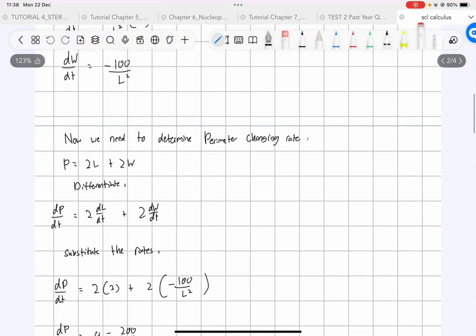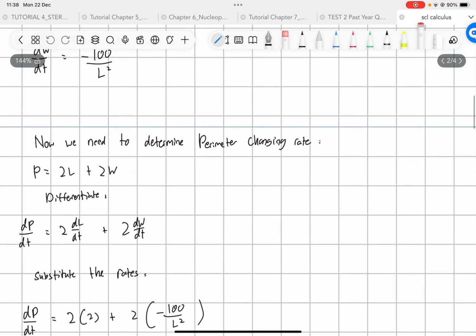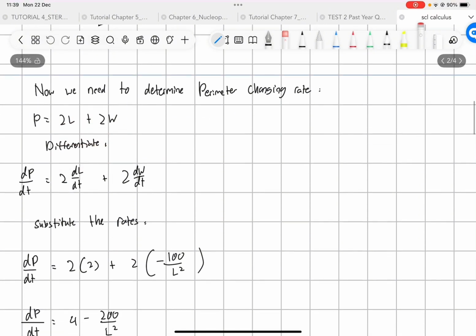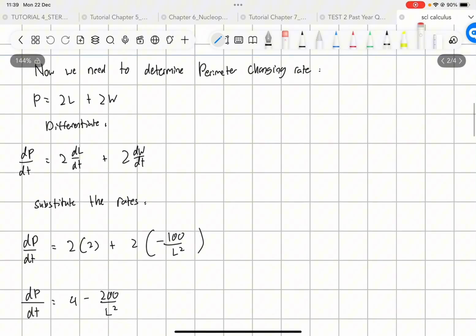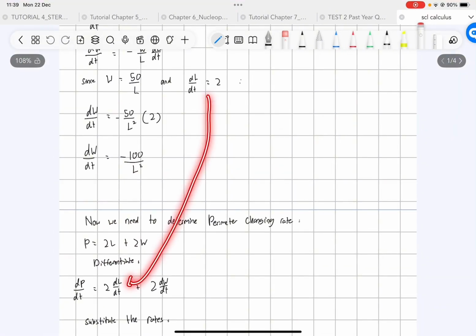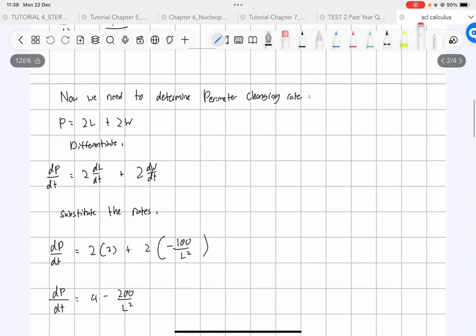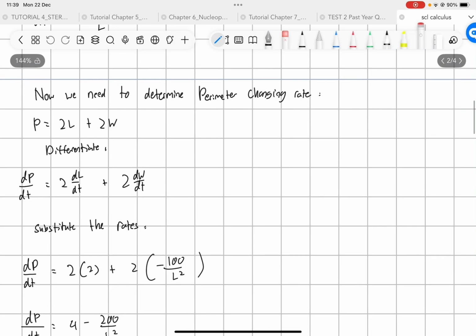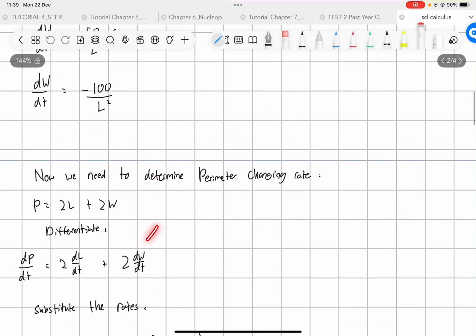So what we must do is that we need to also find the equation for the perimeter. We know that the perimeter is equal to 2 length plus 2 width. Then we need to differentiate it, and we will get dP/dt equals 2 dL/dt plus 2 dW/dt. We also know that dL/dt is equal to 2, the increase of length, and we also know dW/dt from the previous equation.